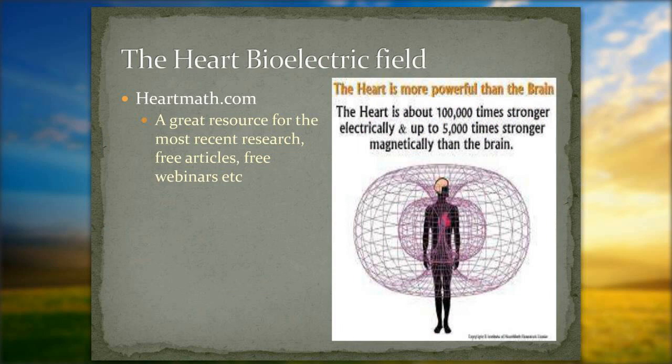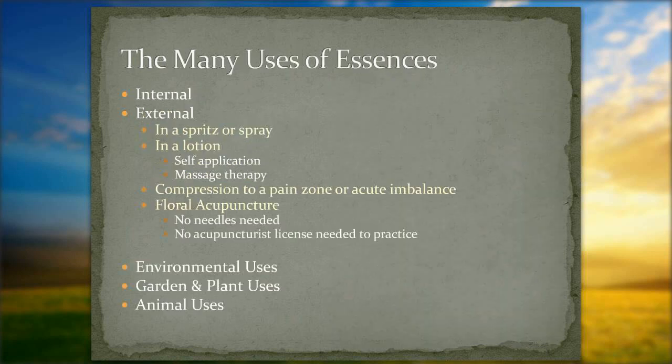Here's a picture of the heart bioelectric field and its torus that it creates. Now, what's really intriguing about it is that it's 100 times stronger electrically and up to 5,000 times stronger magnetically than the brain, just the organ itself, let alone what it does energetically to the entire body. So if you're really interested in wanting to learn more about the heart space and the resources to utilize heart-based thinking, heart-based resources, heartmath.com is a fantastic resource.